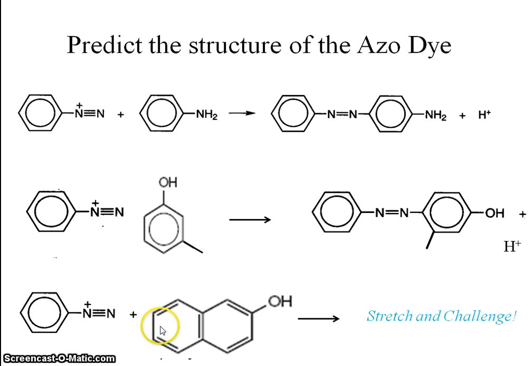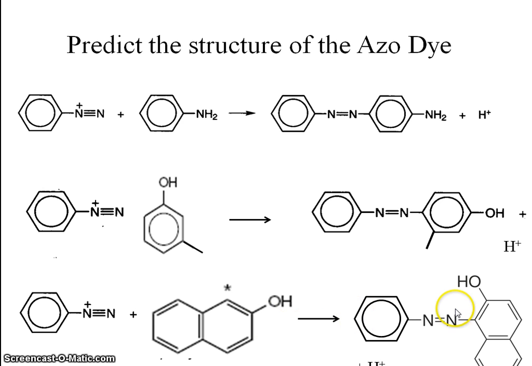This molecule here, unfamiliar, naphthalene-2-ol. The asterisk is shown so you know where the substitution occurs. And the new azo dye is shown here. So we will be making this particular dye molecule, so we'll have another look at it later.